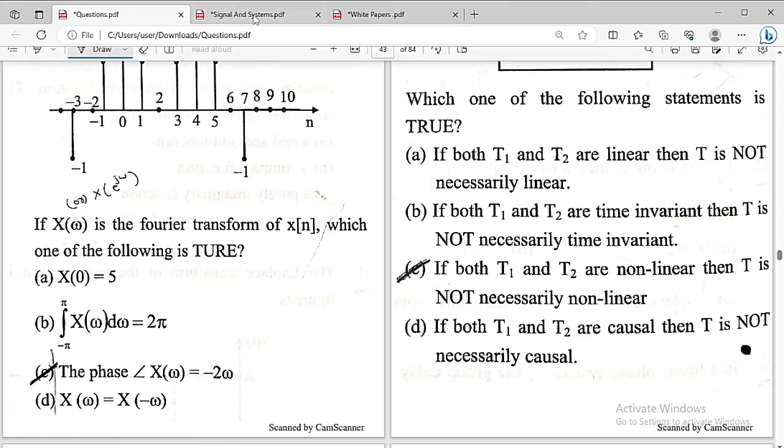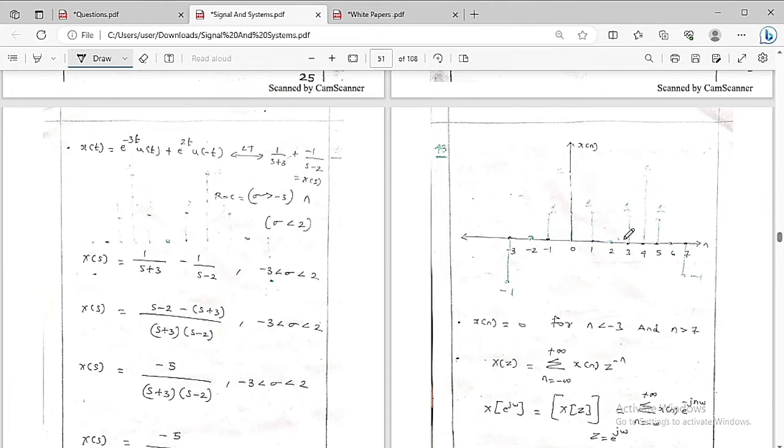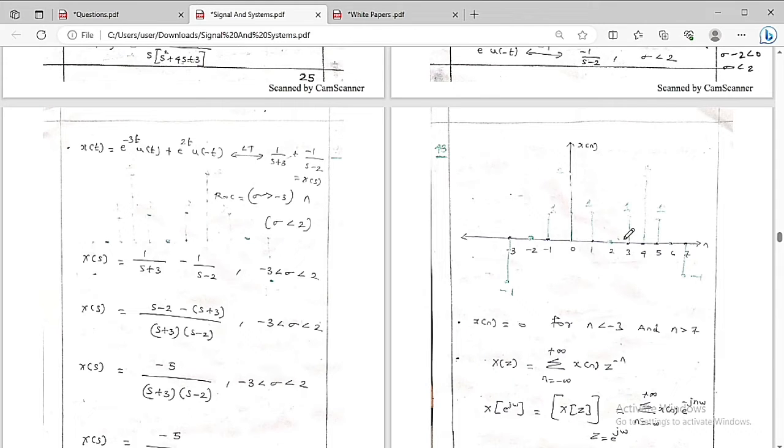So let's solve this numerical. As you can see clearly, I have drawn the same signal; I have not changed anything. So what is the signal? For n less than minus 3, its value is equal to 0, and for n greater than 7, its value is equal to 0. At n is equal to minus 3, its value is minus 1, at n is equal to minus 2, its value is 0, at n is equal to minus 1, its value is 1, and at n is equal to 0, its value is 2.